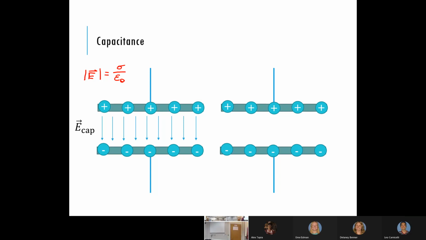Backtracking, here's another question I have for you. The electric field between the plates is constant. What will the electric potential lines look like? If I wanted to plot out the equipotential lines between the capacitor plates, what should I draw? What should they look like? Draw it in real fast.